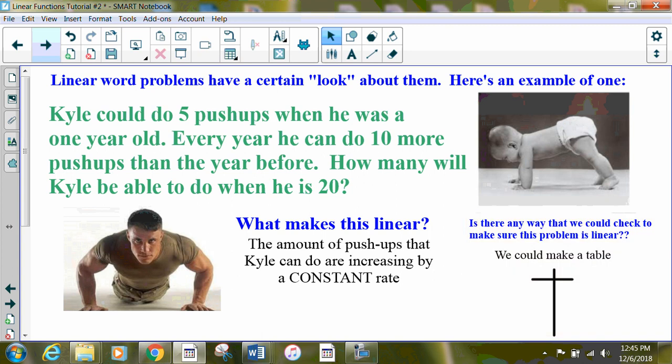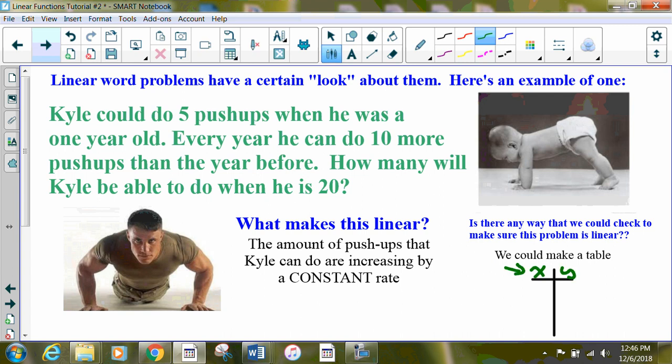So is there another way that we could check to make sure this problem is linear? Because sometimes people, like Miss Overby, can get their numbers confused. Sure. Let's go ahead and say that on our input side, we can put x and y, but we can really know that our input side would be Kyle's age. And on the output side, that would be the number of push-ups that Kyle could do.